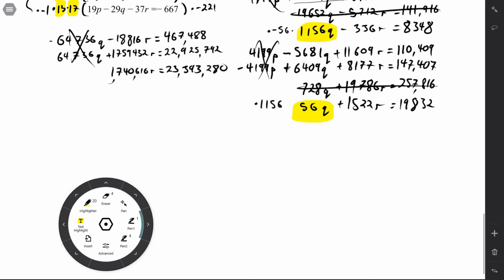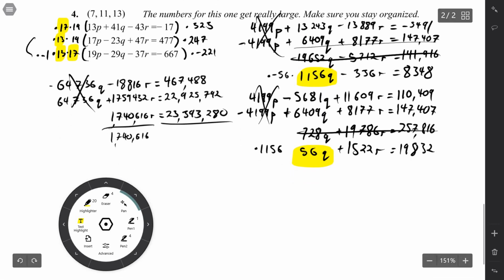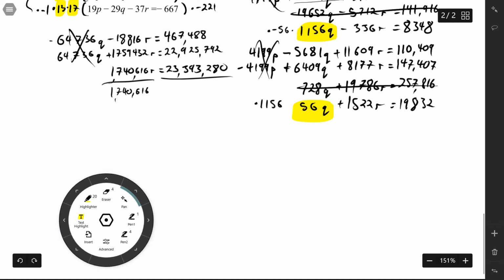And now for the moment of truth. We're going to take each side and divide it by 1,740,616 and hope that I get what our answer should be. R, we should get 13. So let's see, we'll divide this by 1,740,616. And I did my math wrong somewhere. What I'm getting is R equals 13.439, which I know is not correct.